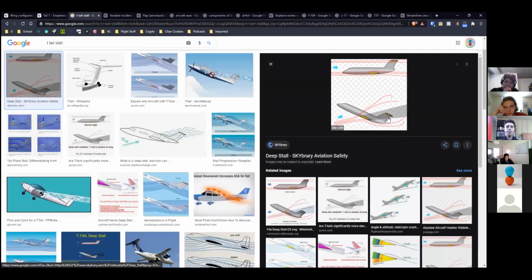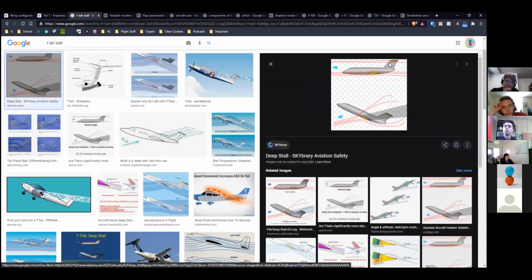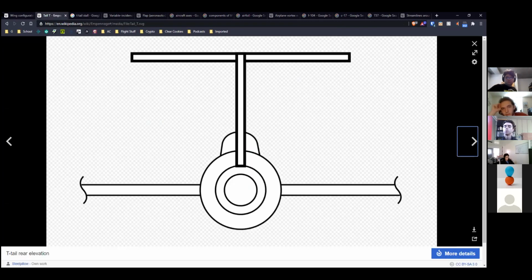Okay, the tail basically can get trapped in the detached flow behind the wing, and it becomes useless, which is bad. It's another picture. So in normal flight, it's good and fine. They get their own stuff, but it's bad for stalls. So that's just another thing to consider.